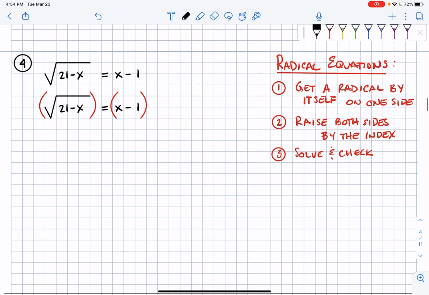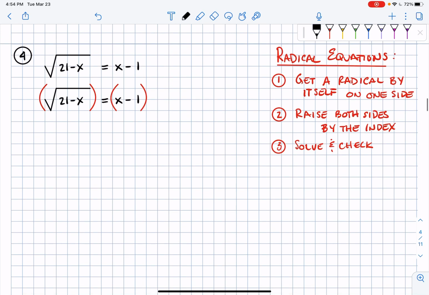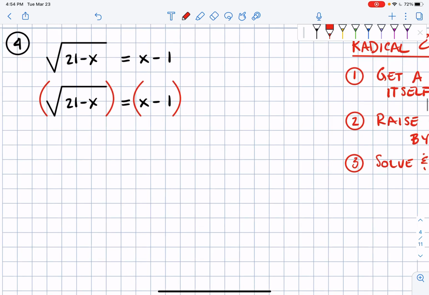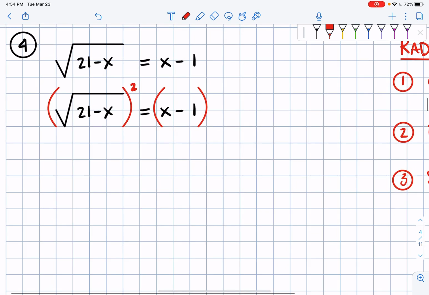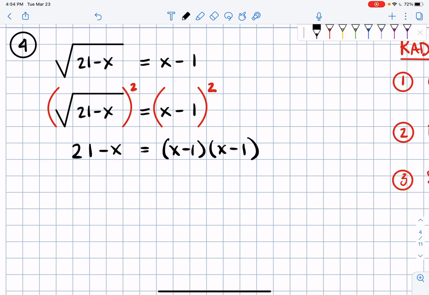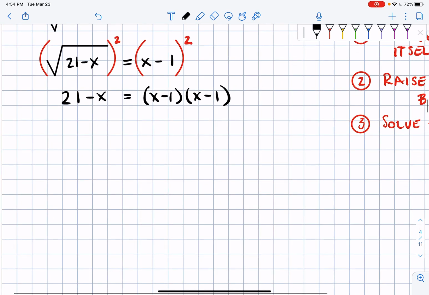On to number 4. Another radical equation. This one's a little bit different because once we get everything to one side, the radical by itself, I should say, we're going to have a binomial on the other side. So again, the radical is by itself, so I'm going to raise both sides to the 2nd power. On the left side, the radical disappears. But the right side is x minus 1 squared, which means I gotta write x minus 1 out twice, which means I have to FOIL or double distribute that.